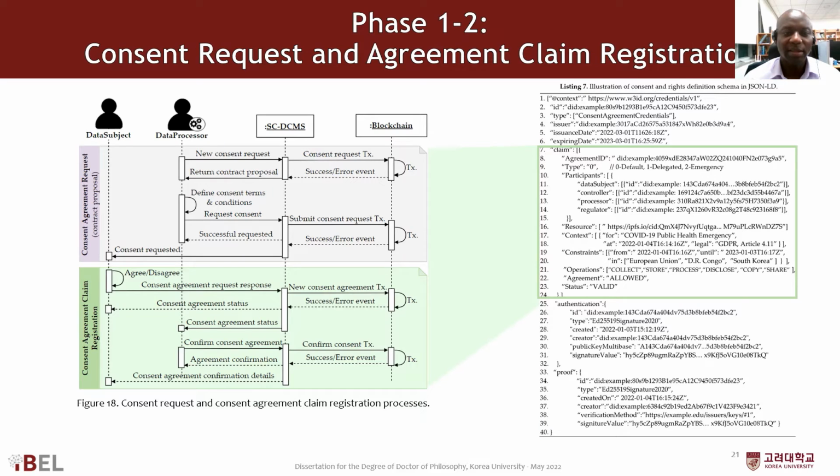5 steps are performed from consent agreement claim creation to verifiable credential issuance on blockchain. The first and second phases correspond to the consent request and consent agreement claim registration. You can see in this figure, the agreement provides all the consent related specification information that is sent to the data subject to give the agreement. When the agreement is given, a consent agreement contract is created on the blockchain.